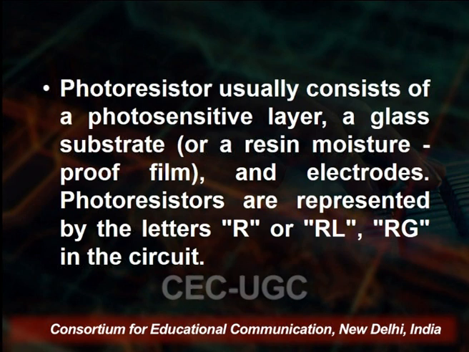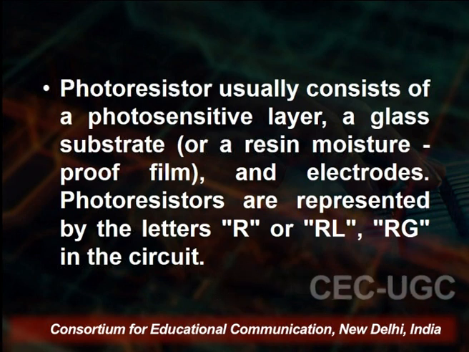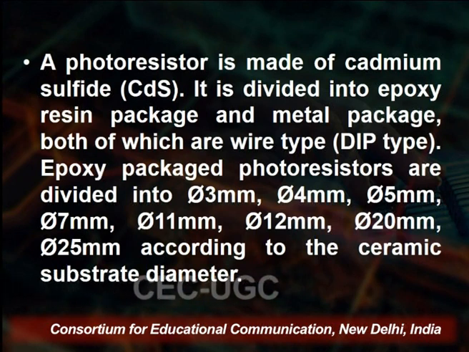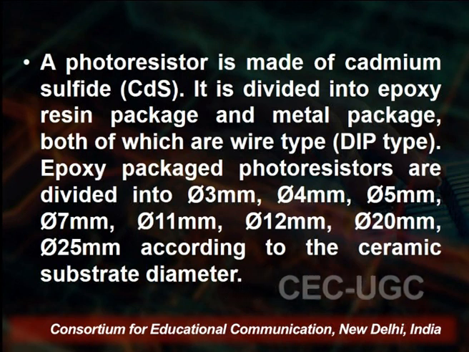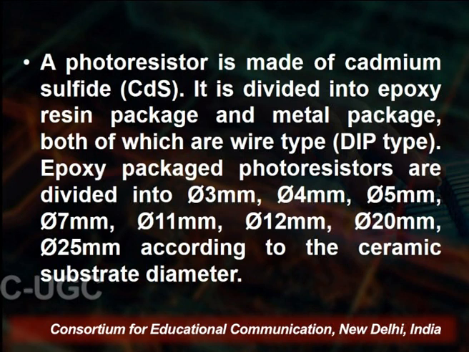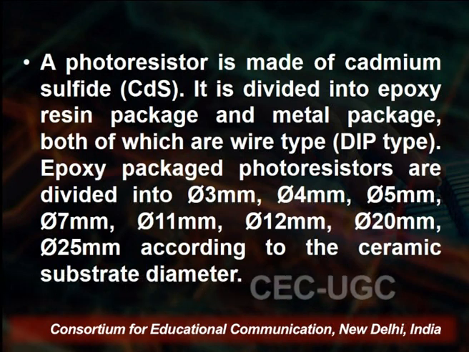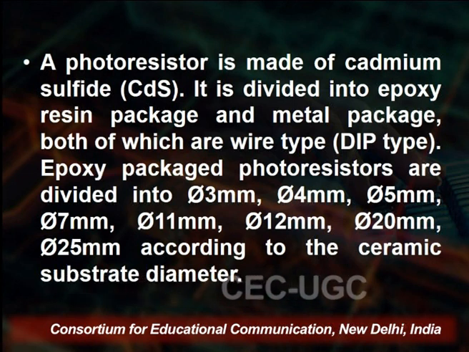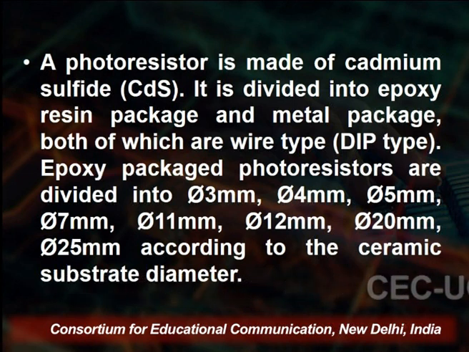The resistors are represented by the letters R, RL, and RG in a circuit. A photoresistor is made of cadmium sulfide, and it is divided into epoxy resin packed and metal packages, both of which are wire-lead DIP types. Epoxy packaged photoresistors are divided into sizes like 3 millimeter, 4 millimeter, 5 up to 25, according to the ceramic substrate diameter.